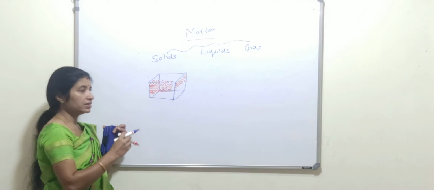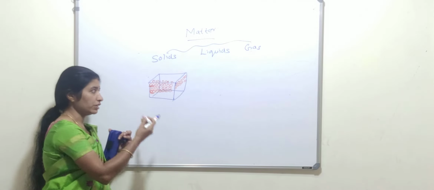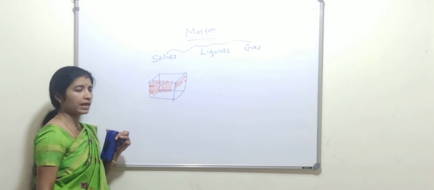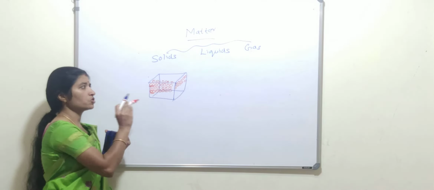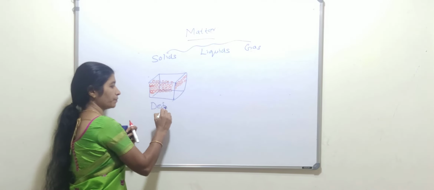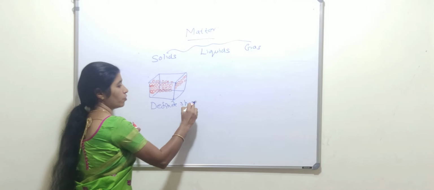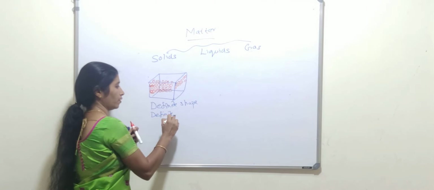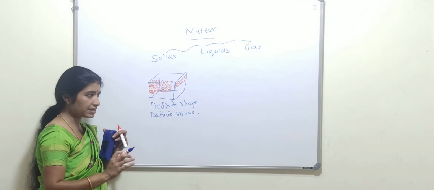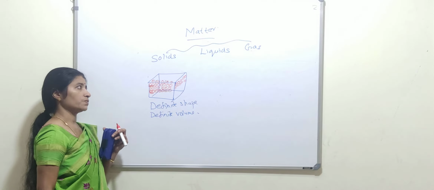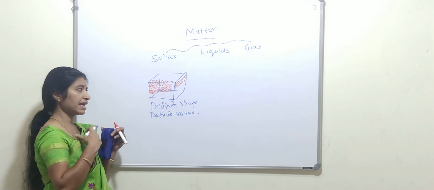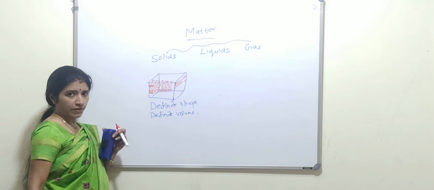So we can say that solids have a definite shape and a definite volume. Since the molecules cannot move freely and are so tightly packed, the solid substance has a definite shape and a definite volume. As I said, the space is very less, so the force of attraction is very large. They are very rigid, closely packed, tightly packed. This is a molecular model of a solid.